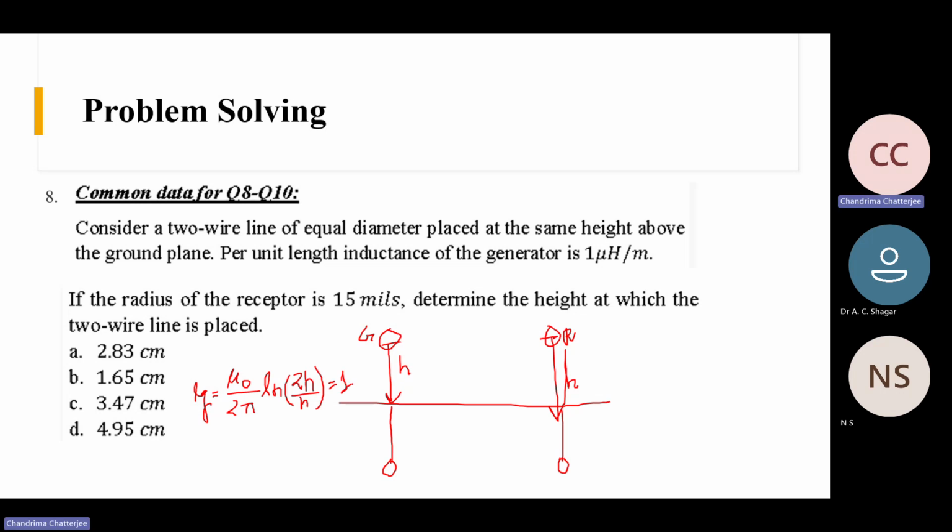R is given as 15 mils. So you will first have to convert it to centimeter and then put in the rest of the values, and you will have to find what is H. Can you solve this and tell me the answer? Okay, ma'am.